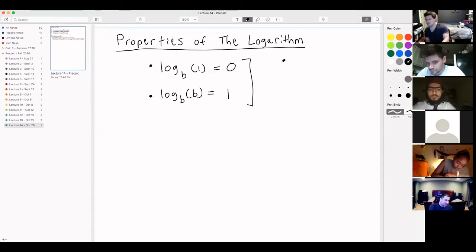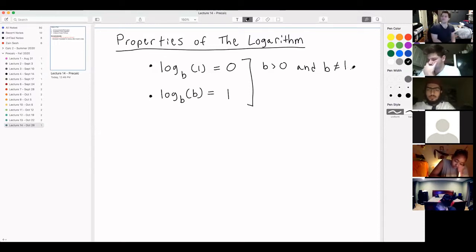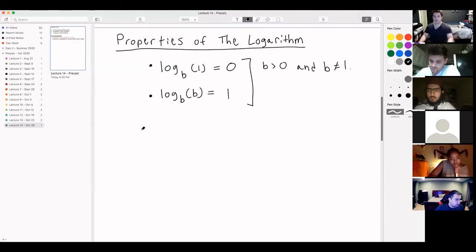And just here, I'm going to put my conditions on the base. Remember, b is strictly greater than 0, and it's not 1. Okay? So that's just from last class. These are very useful properties. And I did show why these properties are true last class, so you can look back on last class's lecture notes if you're interested. Okay, good. So now let's move on.